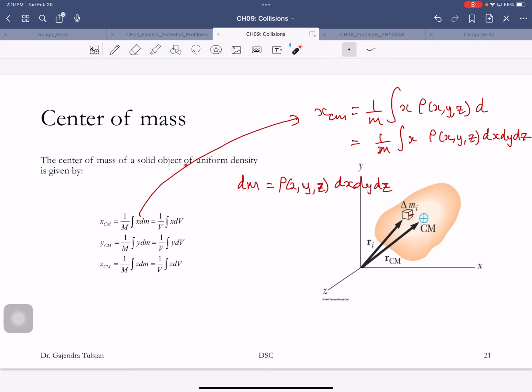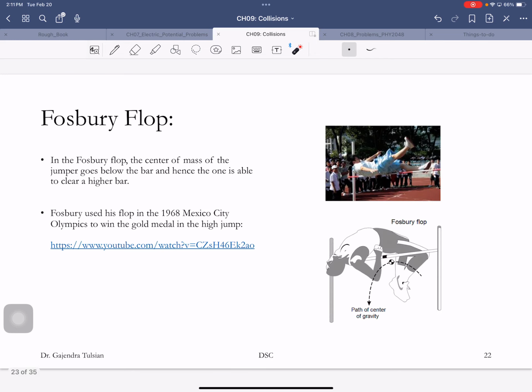See, this kind of knowledge can be useful. Mr. Fosbury, I believe he was at the University of Washington, I'm not sure. Anyway, in the 68 Mexico City Olympics, the idea is the following. In a high jump, what you're trying to do is raise your center of mass as high as possible.